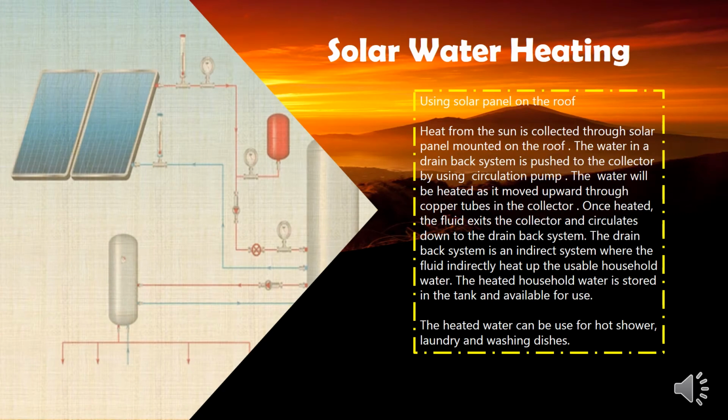We could also heat up water by using solar panels mounted on the roof. The water in a drainback system is pushed to the collector by using a circulation pump. The water will be heated as it moves outward through copper tubes in the solar panels. Once heated, the fluid exits the collector and circulates down to the drainback system. The drainback system functions as an indirect heater of the usable household water with the fluid. Once the household water is heated, it will be stored in a tank and available for use, for example, for hot showers, laundry, and washing dishes.